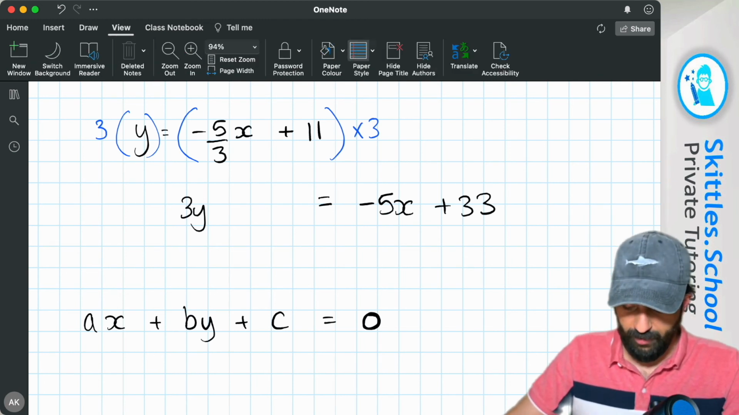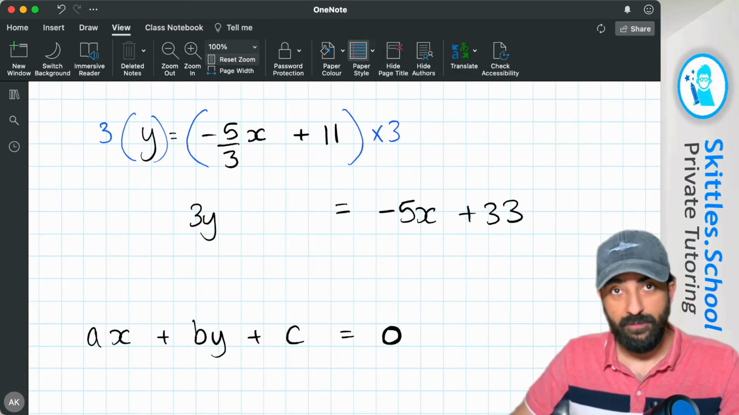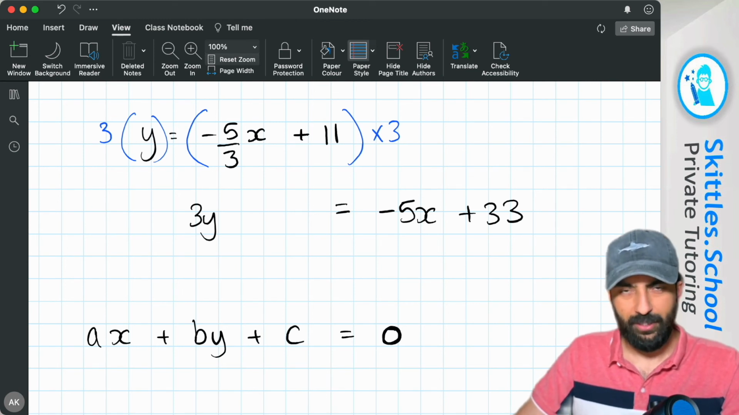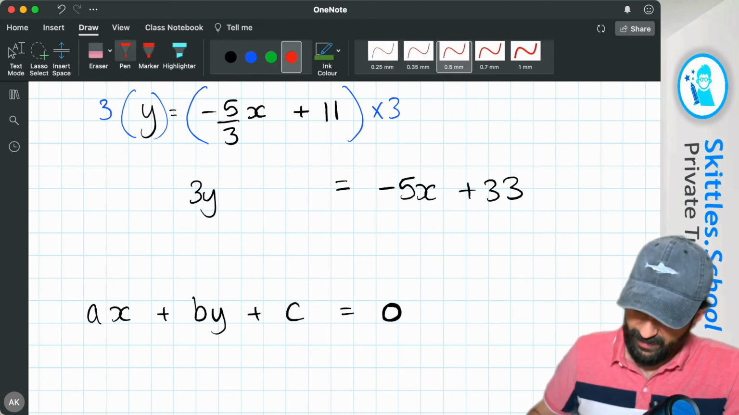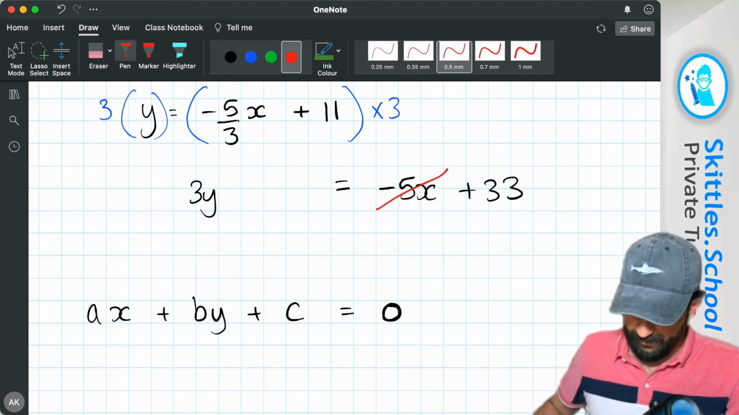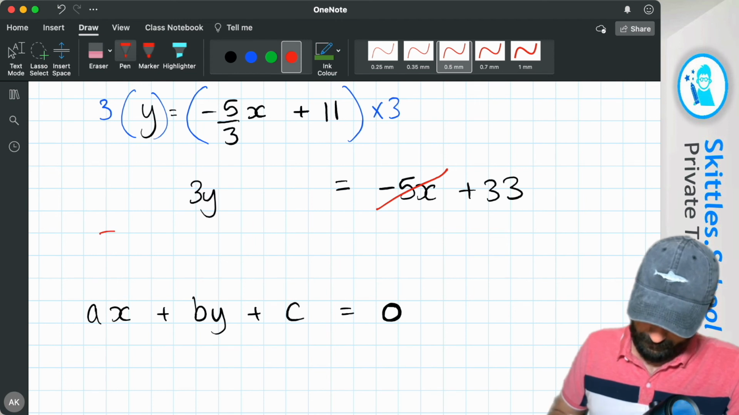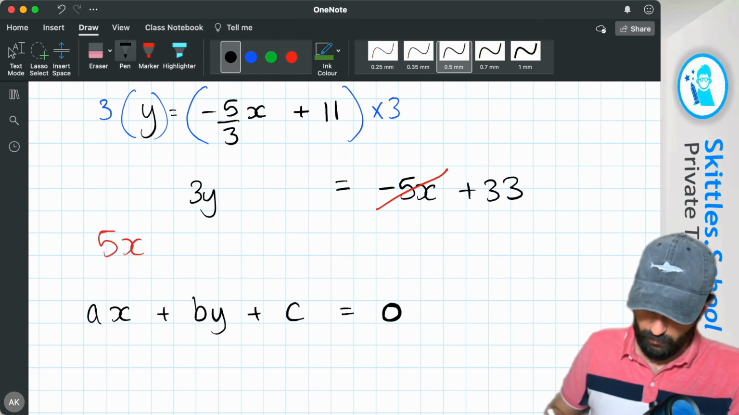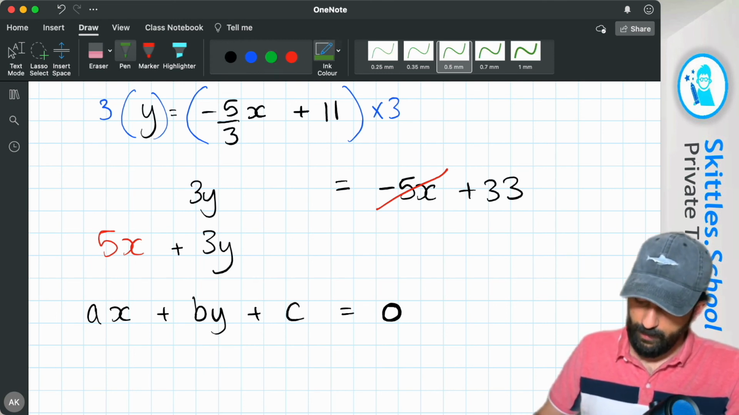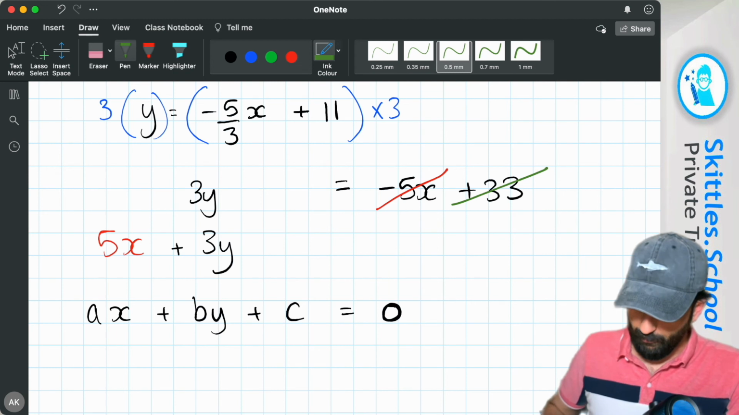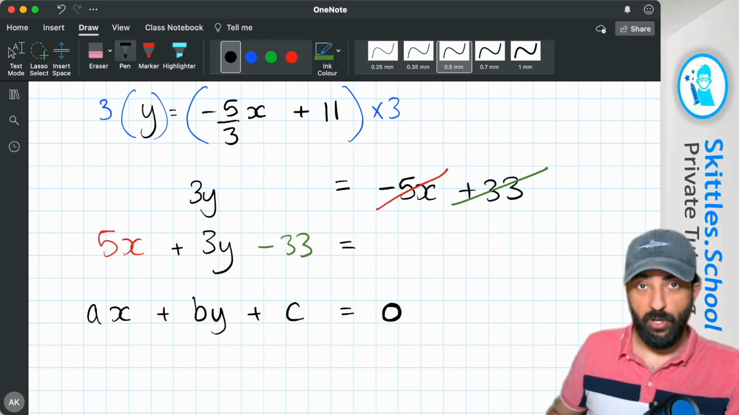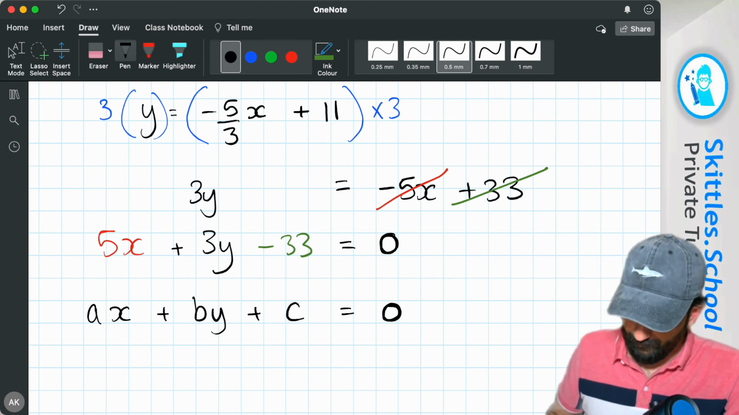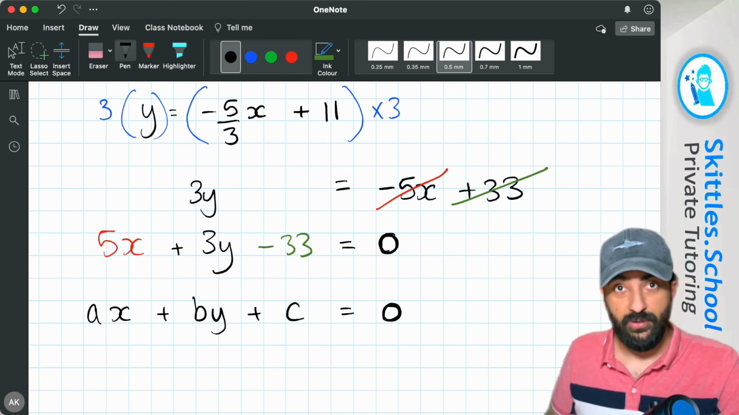Now we can rearrange this to get it in the form ax plus by plus c equals 0. So let's rearrange it. Let's add 5x to both sides. So we're going to add 5x here. We've still got the plus 3y. Let's also subtract 33 from both sides. We're left with nothing on the right, because everything is on the left.